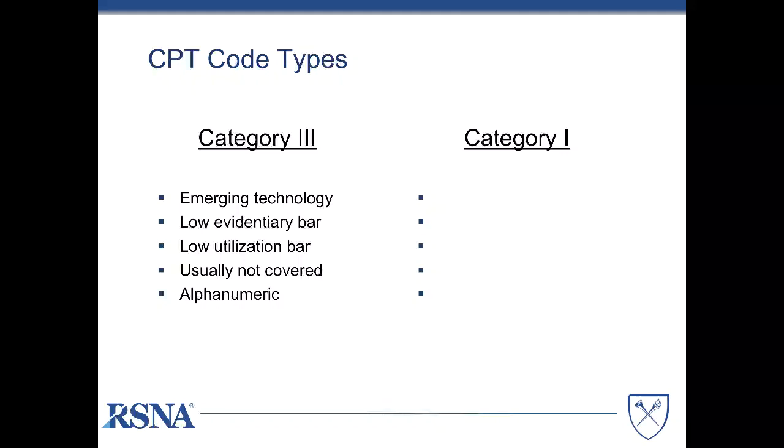How can you recognize Category 3 codes? You can do so by their alphanumeric format. Typically, they are a series of 4 numbers followed by a T, the letter T, which some people have said stands for tracking. So these codes track a service, but often won't get you paid for that service.